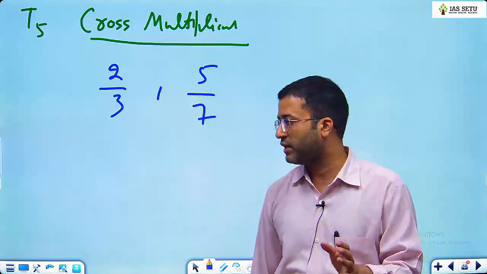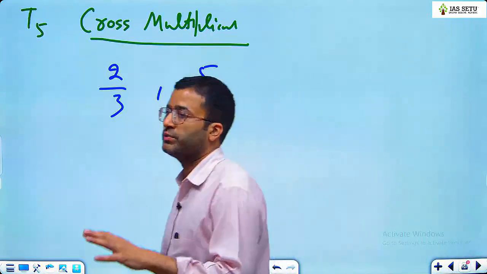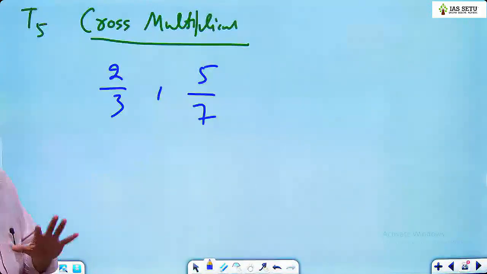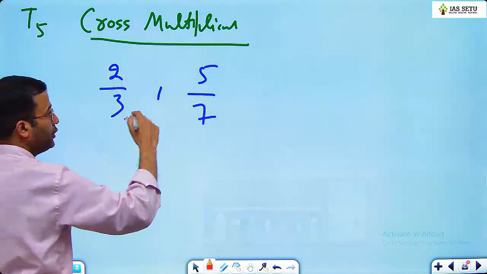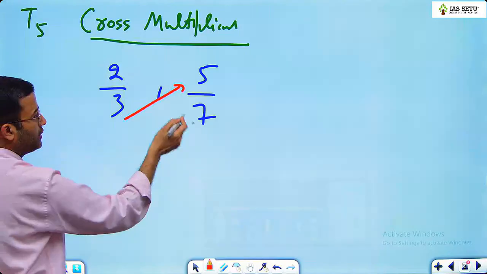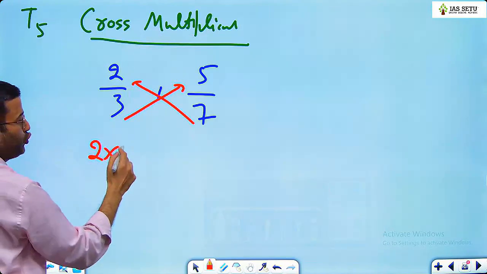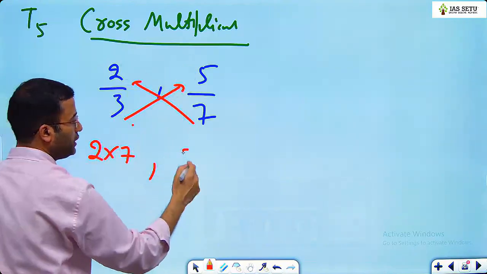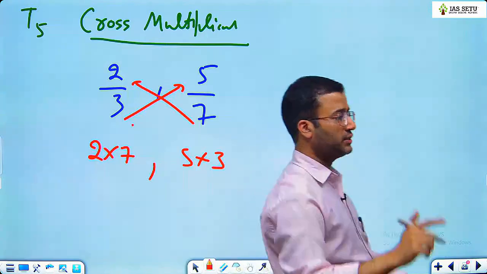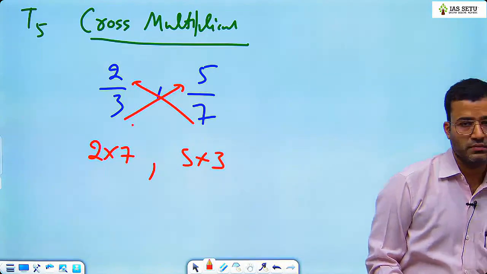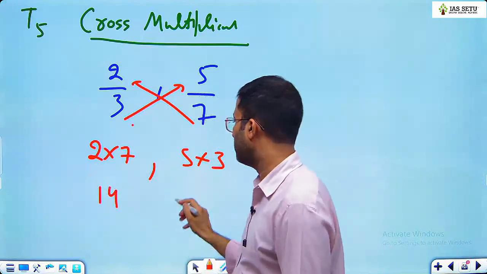ठीक है, ना टाइप 1 हेल्प करेगी, ना टाइप 2, ना टाइप 3, ना टाइप 4. व्हाट वी डू हियर? क्रॉस मल्टीप्लिकेशन. हाउ वी क्रॉस मल्टीप्लाई? रूल क्या है इसका? वी टेक डिनोमिनेटर अदर साइड. डिनोमिनेटर को दूसरी तरफ लेके जाना है. दिस 7 दिस साइड, 3 दिस साइड. 7 को इधर लाके मल्टीप्लाई करना है. 2 into 7. यू टेक 3 अदर साइड, 5 into 3. You take 3 other side, 7 this side. What we get? 14. What we get? 15.